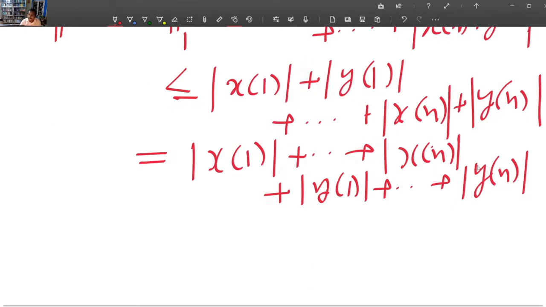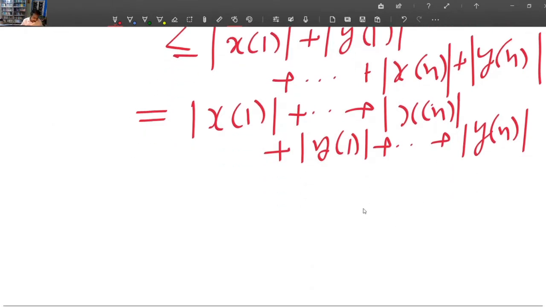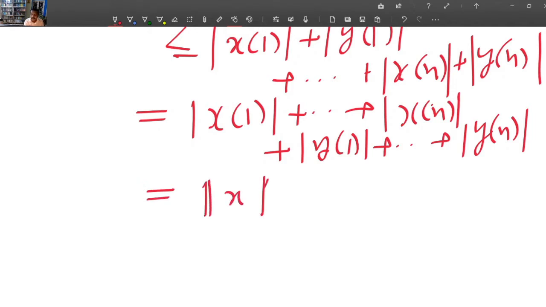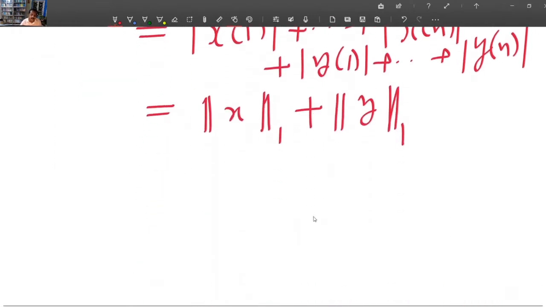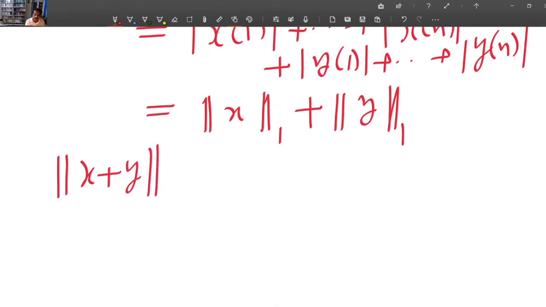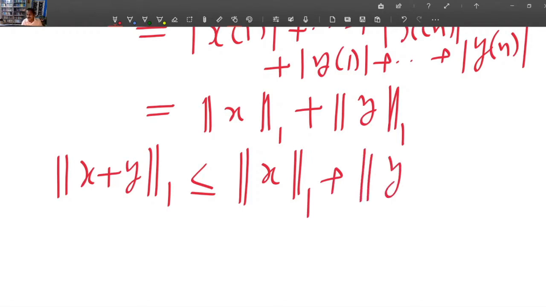And you have this is equal to 1 norm of x plus 1 norm of y. So you are getting 1 norm of x plus y is less than or equal to 1 norm of x plus 1 norm of y.